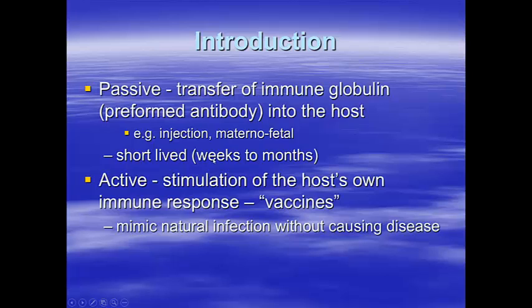But the host themselves, the recipient of the passive vaccine, doesn't have any memory and therefore can't mount this so-called anamnestic response if they're subsequently challenged. So they're protected for the life of the antibody but not beyond. Then active vaccination, in contrast, means that you've stimulated the host's immune system using an antigen. And so this produces a memory response or an anamnestic response, which mimics natural infection but doesn't produce disease.